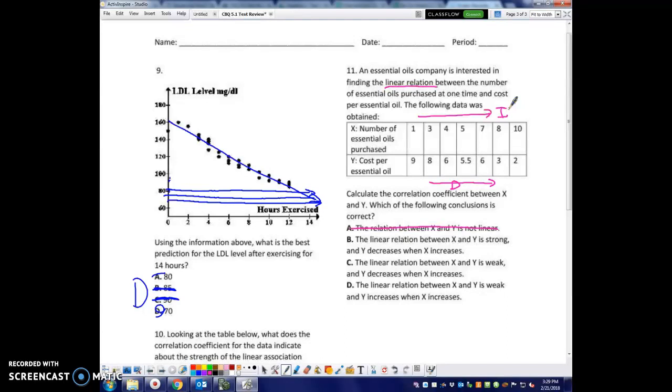The linear relation between X and Y is weak, and Y increases when X increases. Does Y increase when X increases? No, so D is out. So it's between B and C. See how easy that could be? Even if you don't know how to do anything, you could have done that. Okay, so we need to find out. The only difference between these two is it strong or is it weak?